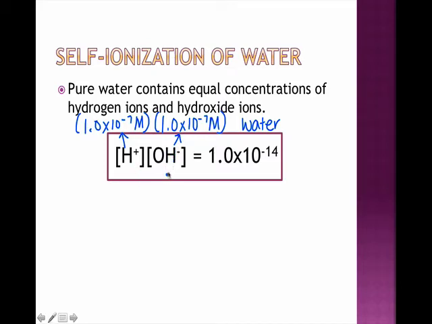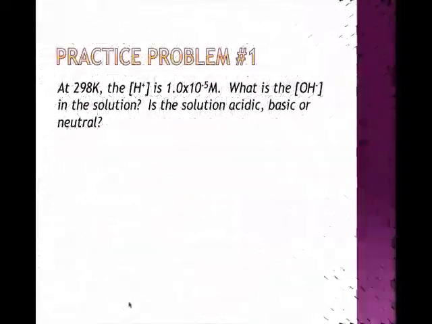But I will still be able to multiply them together and get 1.0 times 10 to the negative 14th. And that's a nice relationship for me to know, because as long as I know one of the concentrations, either the H plus or the OH minus, I'll be able to figure out what the other one is.